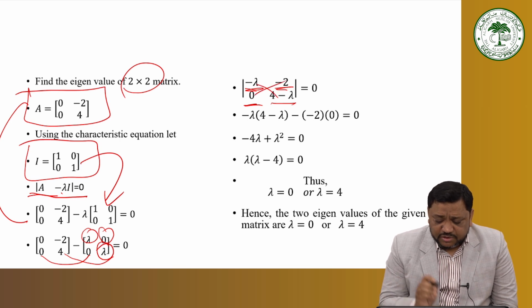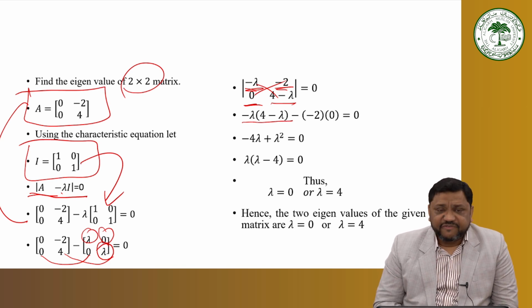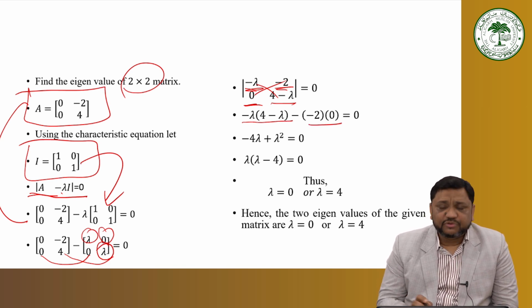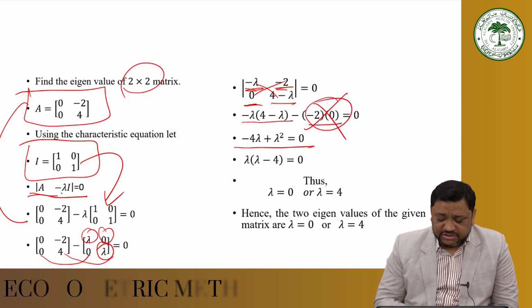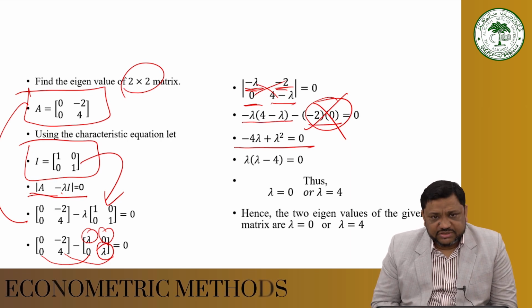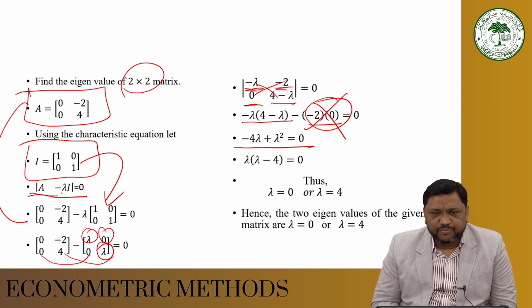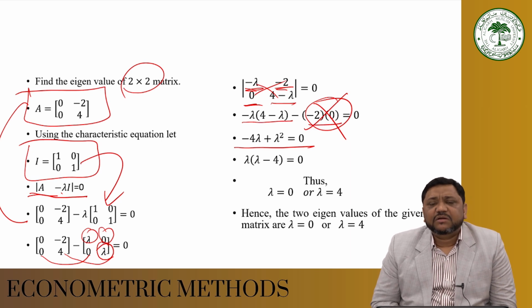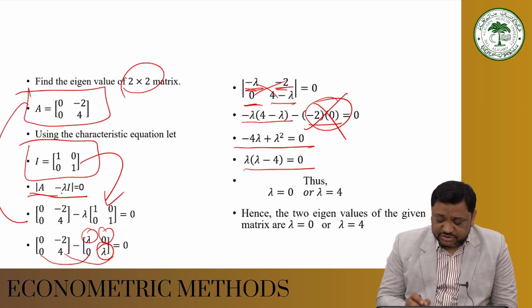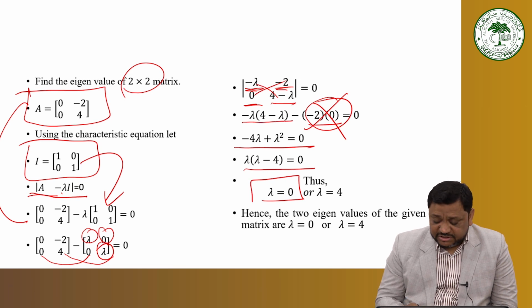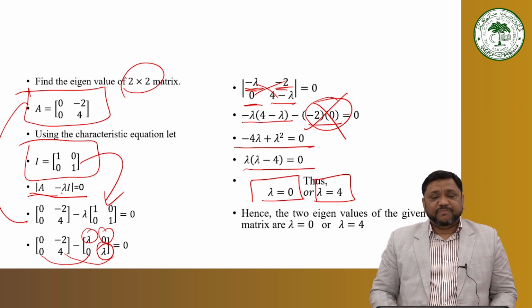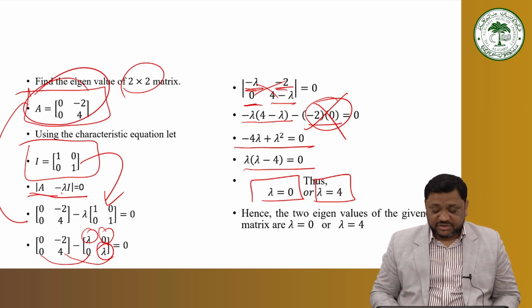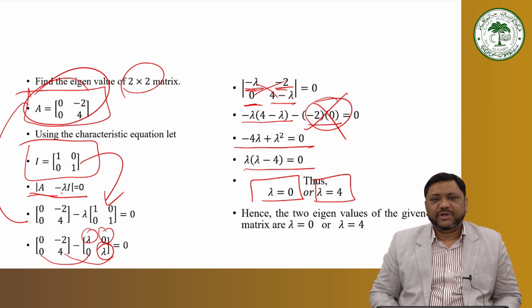Now we take the determinant: minus lambda multiplied by 4 minus lambda, minus 2 multiplied by 0, so this becomes 0. What we are left with is minus 4 lambda plus lambda square equal to 0. We can algebraically manipulate this further and write lambda multiplied by lambda minus 4 is equal to 0. So we get one value of lambda as 0 and the other value of lambda equal to 4. So the two eigenvalues of the given matrix are lambda equal to 0 and lambda equal to 4.